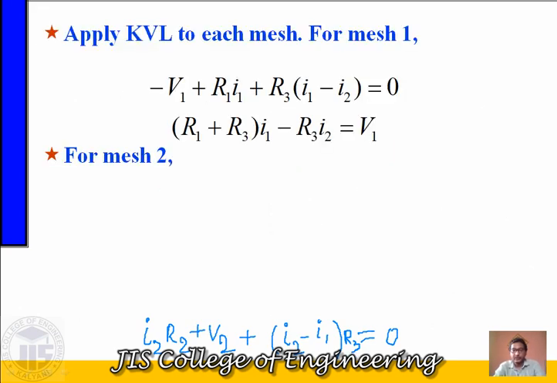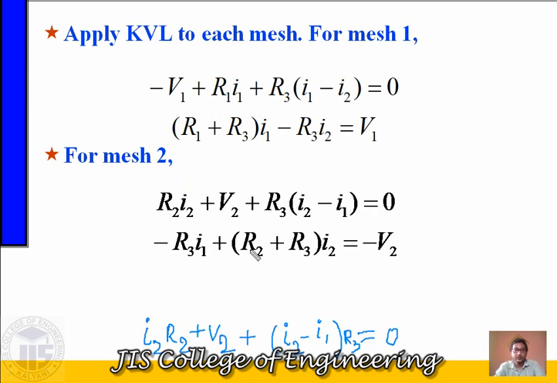If we go to the next slide, for mesh 2, the same thing is written. Look carefully: small I2 into R2 plus V2 plus R3 into I2 minus I1 equals 0, right? That's written over here. Now just rearrange the equation like the previous one, so that first comes the coefficient of I1, then the I2 term, and on the right side there is V2.